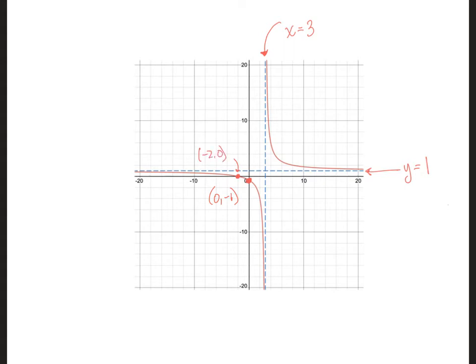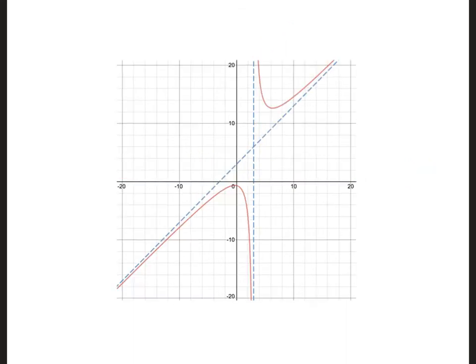So here are some of the things that you're going to be asked to find in the next 6 lessons. Let me show you a couple other kinds. This is really cool. This thing has a slant asymptote. That would be this one that's on a diagonal. I'm going to show you how to find those slant asymptotes. Let's show you another one.